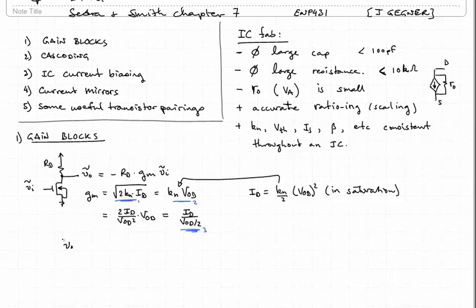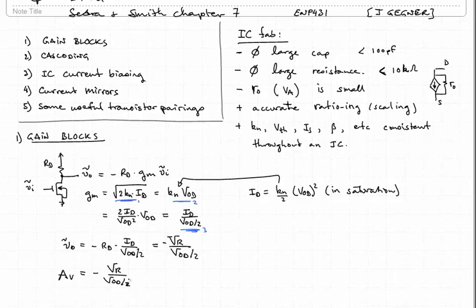We see that Vo is equal to minus RD times ID over VOD over 2. But then we recognize that RD times ID is just the voltage across our transistor, or across our resistor. So I'll call that VR. And of course there's a minus sign. So we'd say Av is equal to minus VR over VOD over 2.